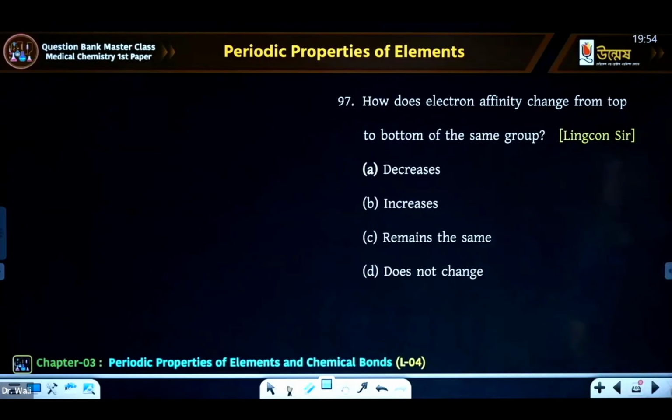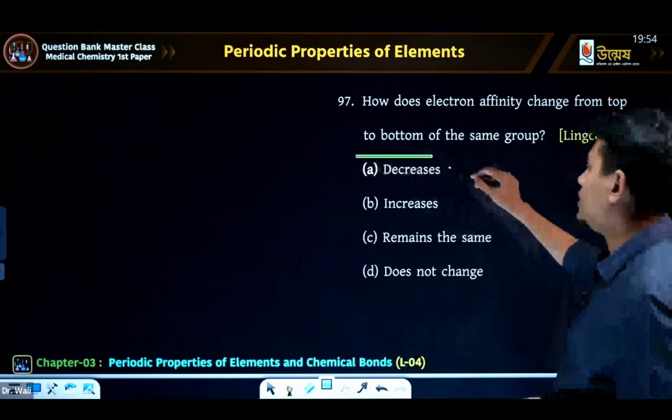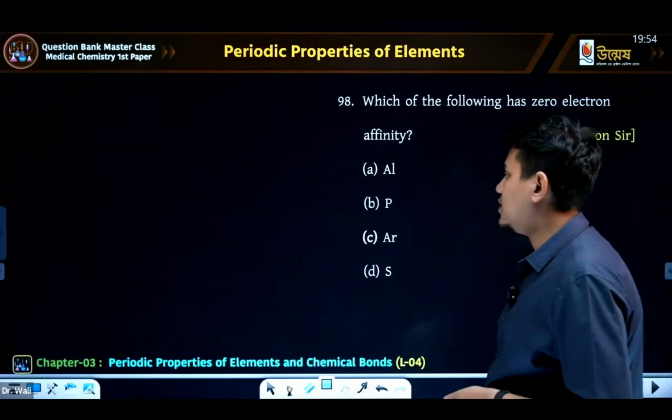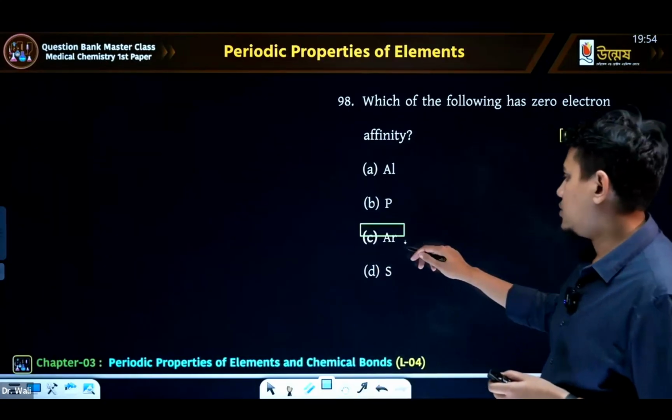How does electron affinity change from top to bottom of the same group? Certainly, electron affinity decreases from top to bottom. Which of the following has zero electron affinity? Only an inert gas shows zero electron affinity, which is argon.